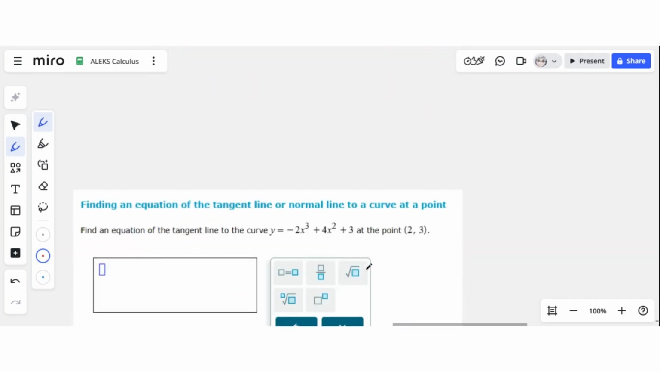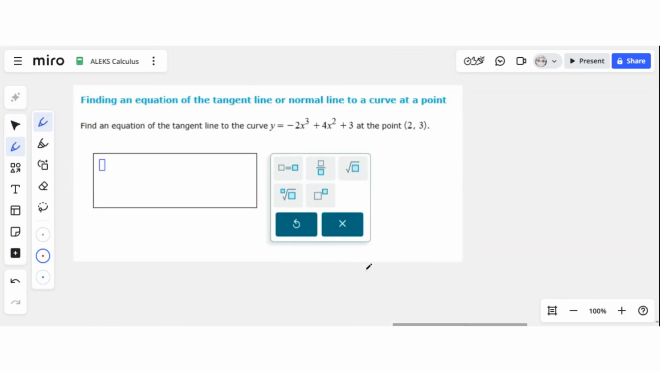Let's try one more. All right, so again, we're going to take the derivative first, plug in the x value to get the slope at that point, and then figure out the equation of the line from there. So the derivative is, let's see, 3 times -2 is -6x squared plus 8x, 3 disappears. And at 2, we've got -24 plus 16. So that is going to be -8.